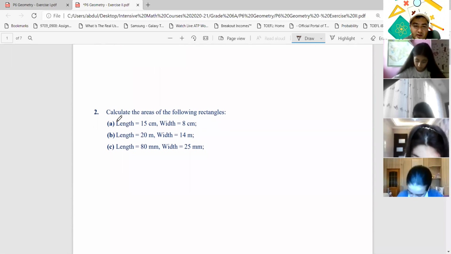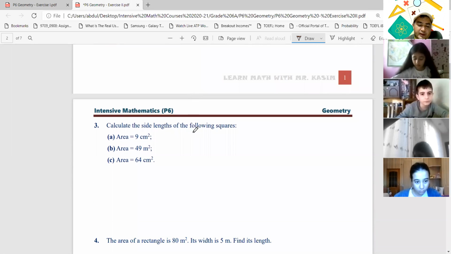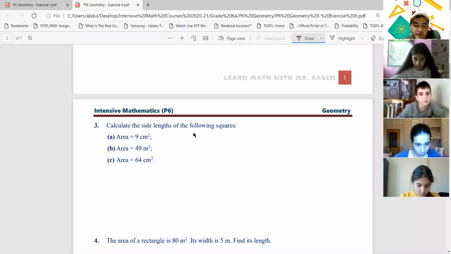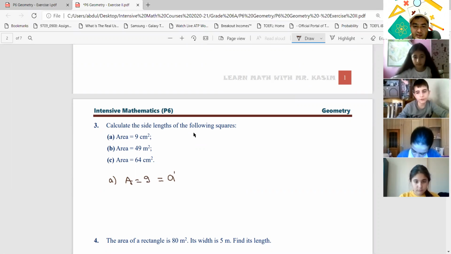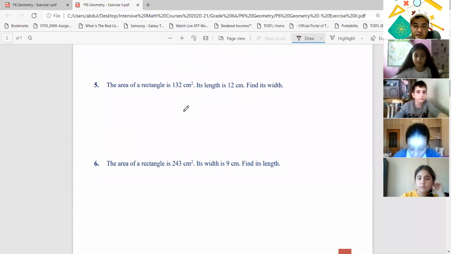And how do you find the area of a rectangle? Area of the rectangle is length times width. So that is 15 times 8. That's equal to 120 cm squared, right? 120. Okay. And how about if area is given? How do you find the side of a square? Area equals 9. So we know that A squared is equal to 9. What number's square is 9? Three. Yeah. A is equal to 3 centimeters. Okay. Good. You can do these questions.